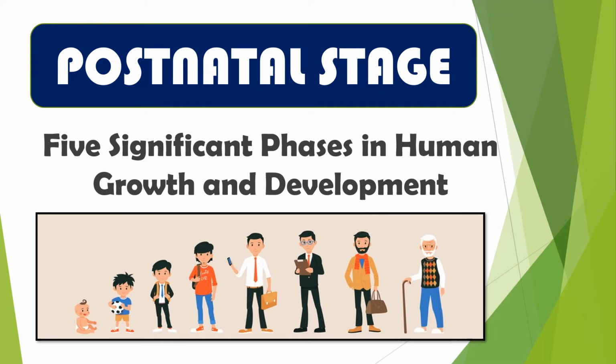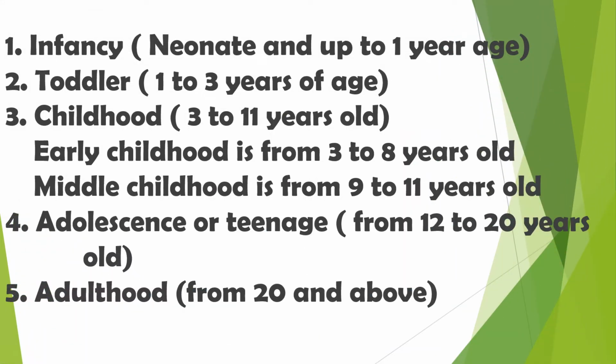So, there are 5 significant phases in human growth and development. First is infancy, from neonate up to 1 year of age. Number 2 is toddler, from 1 year old to 3 years of age. Number 3, childhood, 3 to 11 years old. Under childhood are early childhood and middle childhood. Number 4 is adolescence or teenage, from 12 to 20 years old. Number 5 is adulthood, from 20 and above.